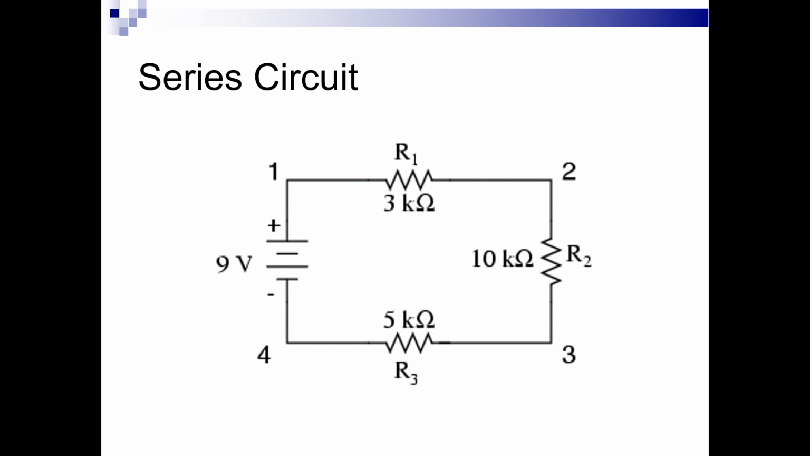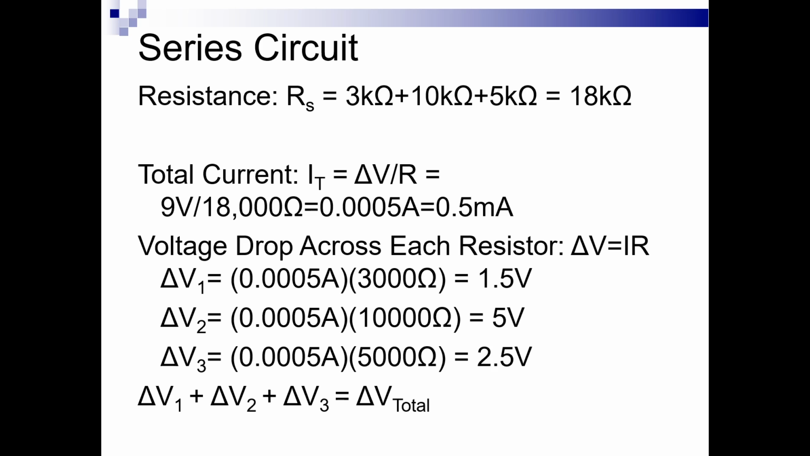So to solve the series circuit, we look at the total resistance. So you add each of those up. Starting at the top there, the series resistance is the 3 kilo ohms plus the 10 plus the 5, so 18 kilo ohms or 18,000 ohms. The total current is just the voltage divided by the resistance. So you take that 9 volts divided by your 18,000 ohms, so you get 0.0005 amps, which is 0.5 milliamps.